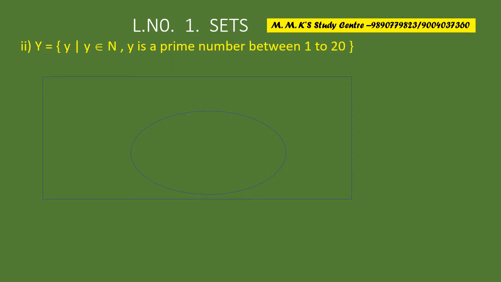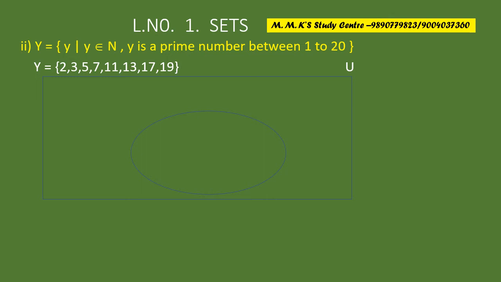We'll go for our second question. Y is a set of y such that y belongs to natural numbers and y is a prime number between 1 and 20. So the smallest prime number is 2. So our set Y will start from 2: 2, 3, 5, 7, 11, 13, 17 and 19. 15 will not come because 15 is divisible by 1, 3 and 5, so it is not a prime number.